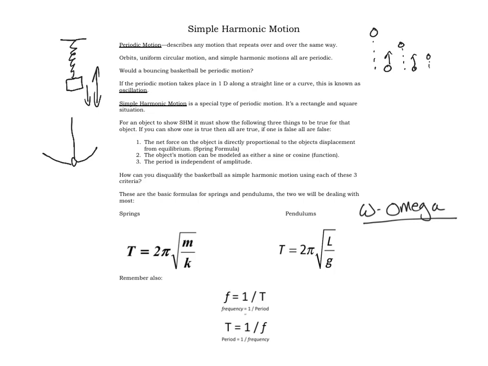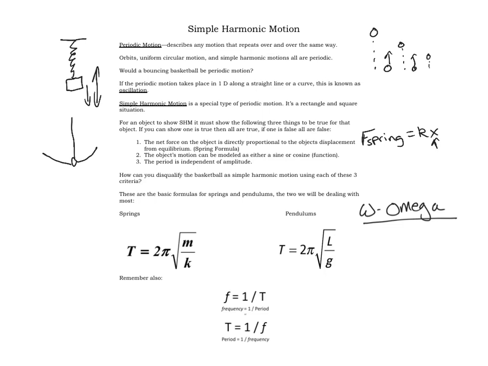So the first thing you have to show is that the net force on the object is directly proportional to the object's displacement. For example, for a spring, the force is equal to kx. x is the distance from the origin, and it has to be linear, because if you increase x, you have to increase the force directly.